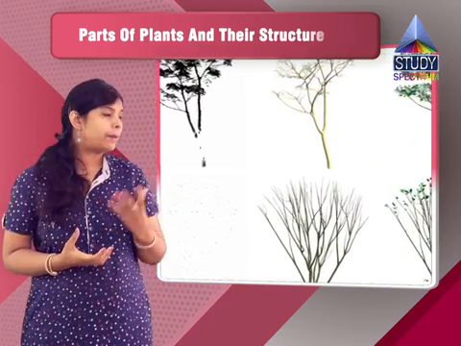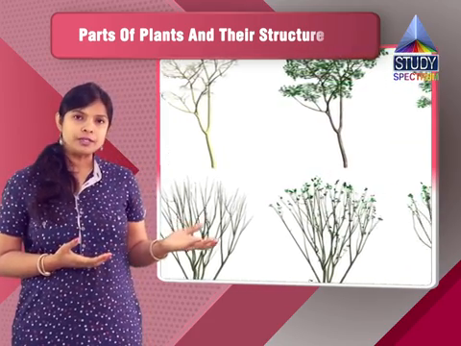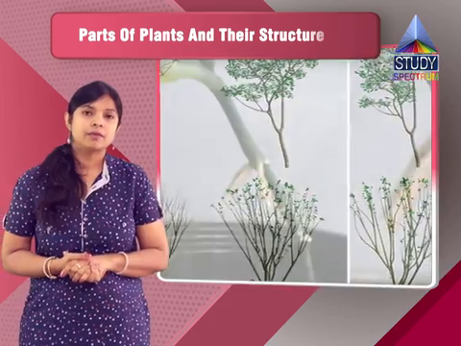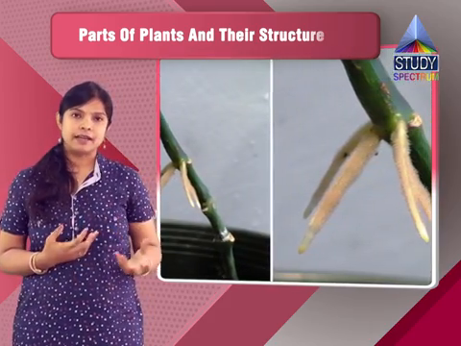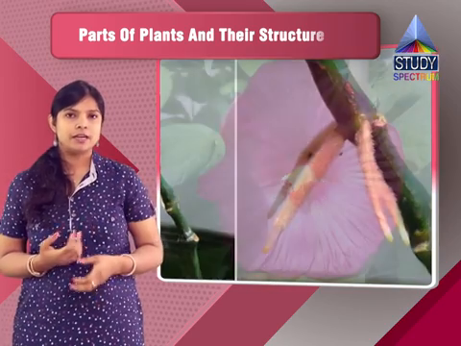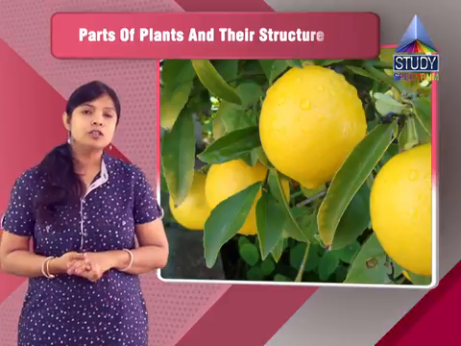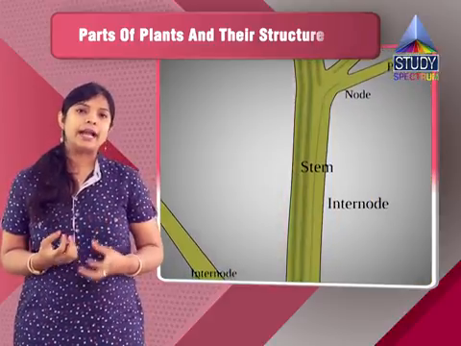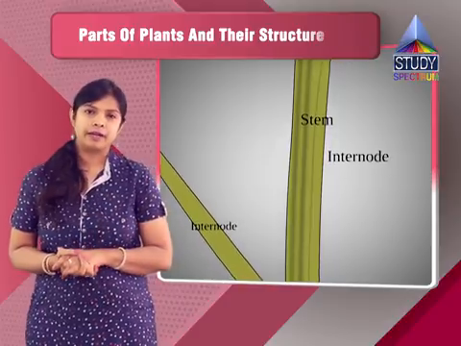If we see the parts of a plant, we can divide them into the shoot system and root system. The shoot system contains the stem, leaves, flowers and fruits. The root system contains the root and its branches. So that was all about the parts of the plant.